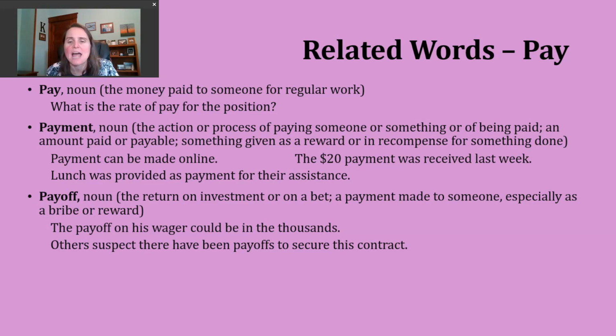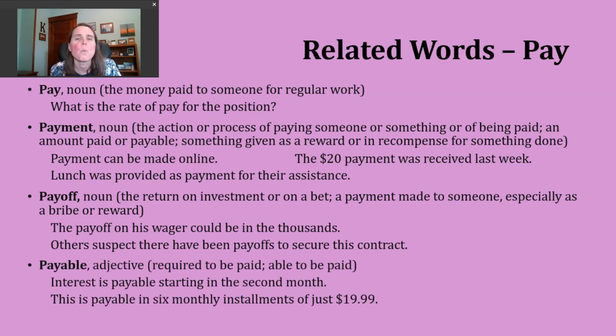A second way to use the noun payoff is to talk about a payment that has been made to someone, especially as either a bribe or maybe a reward for something. An example of this: others suspect there have been payoffs to secure this contract. Right? So here, this is probably getting more at the meaning of a bribe. Someone shouldn't have been offered money or extra benefits, but someone has done that in order to maybe secure a very lucrative contract.